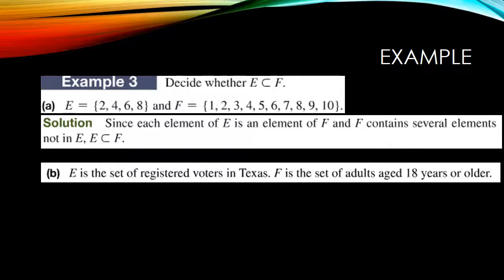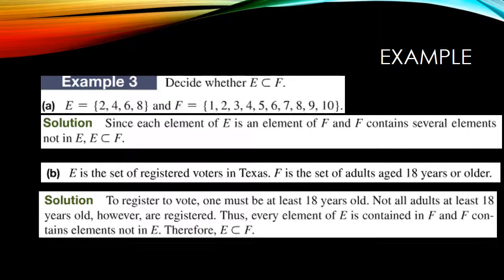B is a little bit harder because you've got to think about it a little bit more. E is the set of registered voters in Texas. F is the set of adults aged 18 years or older. Now, to be registered to vote, you do have to be 18. So, all of the members of set E are going to be in set F because they have to be 18 or older.